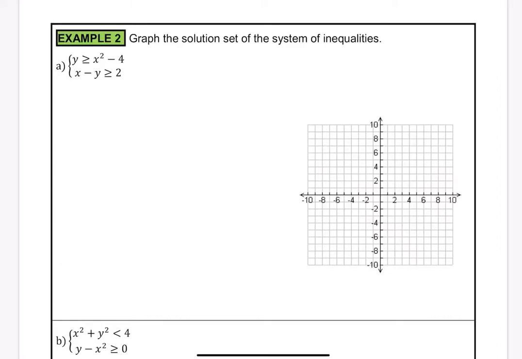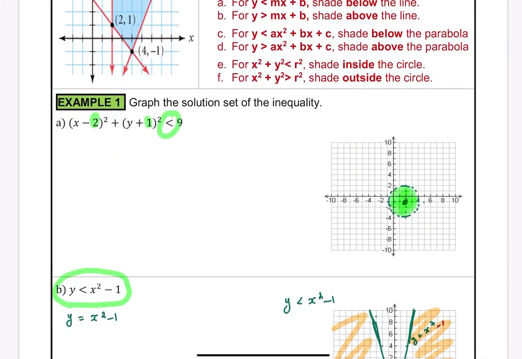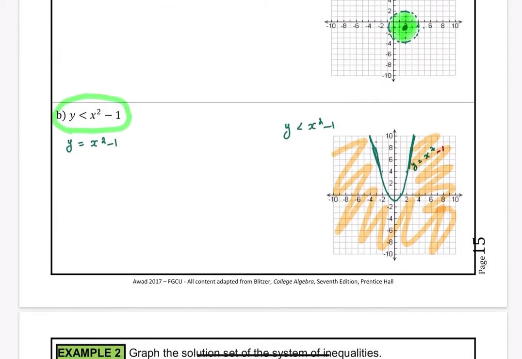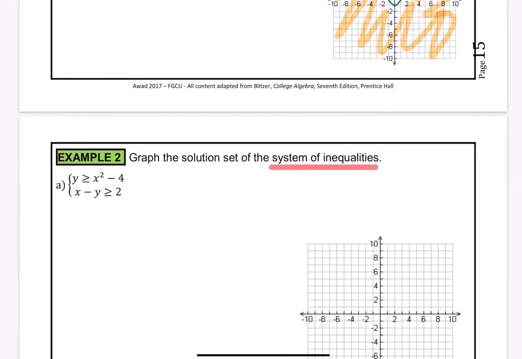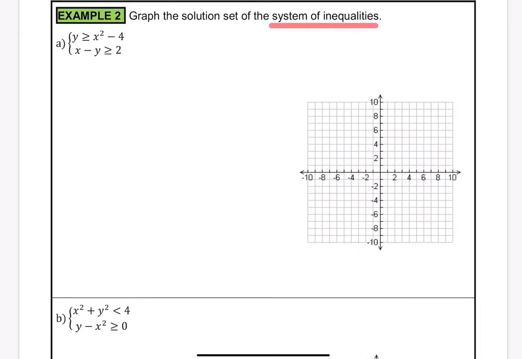So in this video, in the second part of the video, let's see how we solve systems of inequalities. In the previous video, we took a look at how we solve inequalities, just one inequality. In this video, we're going to take a look at how we solve systems of inequalities.